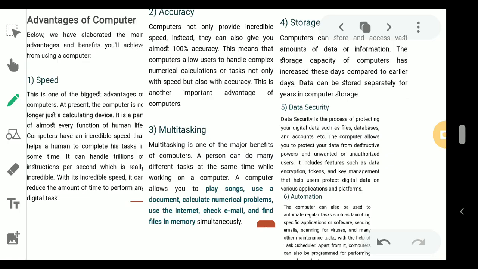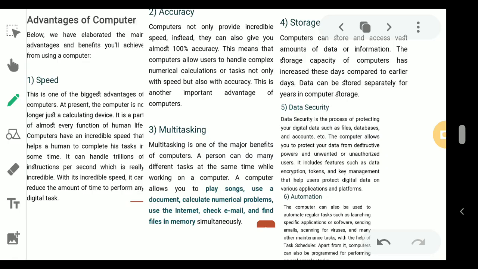Okay, next is data security. Data security is the process of protecting your digital data, such as your files, databases, and accounts. The computer allows you to protect your data from destructive forces and unauthorized users. It includes features such as data encryption, tokens, and key management. These are higher terms which might not be clear to you right now, but just remember that it provides security so that unauthorized access is prevented.